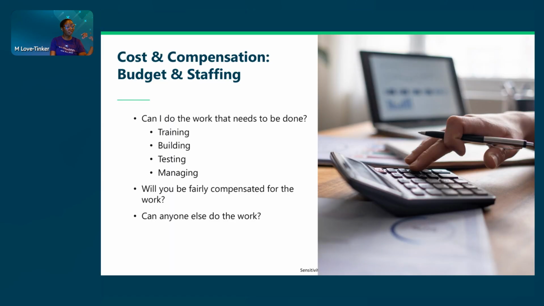When we think about cost and compensation, it's not just the price of, say, the license for whatever we need. We also need to think about, can we do it? Do we have time? Your time is money. Nobody knows that more than someone who works for an NPO, a school, or a foundation. You're wearing four different hats as it is. Do you have time to adequately train, build, test, and manage what you're going to build going forward?